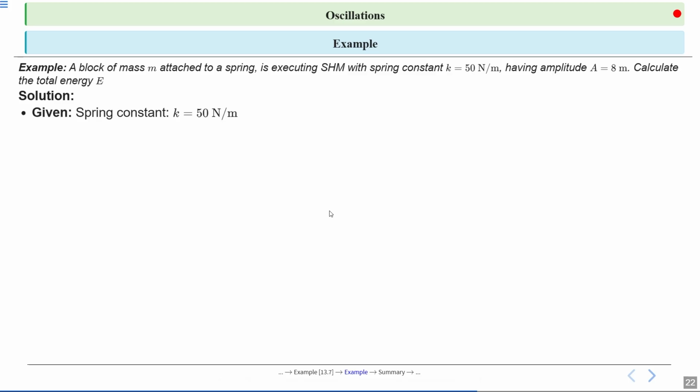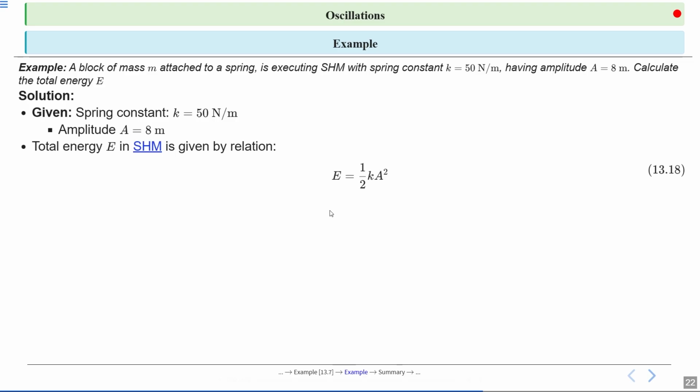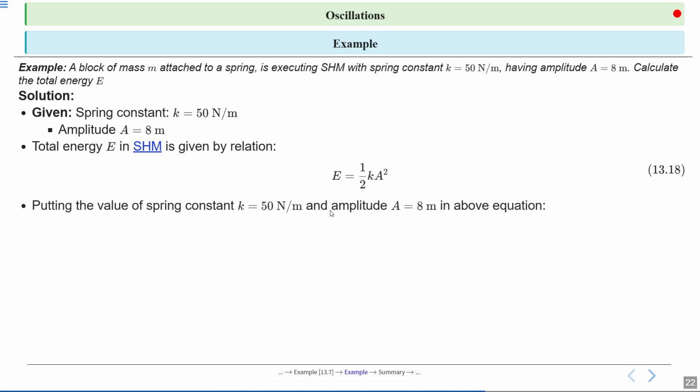First, let's list out what we know. The spring constant k equal to 50 Newton per meter. Amplitude A equal to 8 meter. Total energy E in SHM is given by the relation E equal to 1 by 2 k A square. Putting the value of spring constant k equal to 50 Newton per meter and amplitude A equal to 8 meter in the above equation, just substitute the values and you will get E.